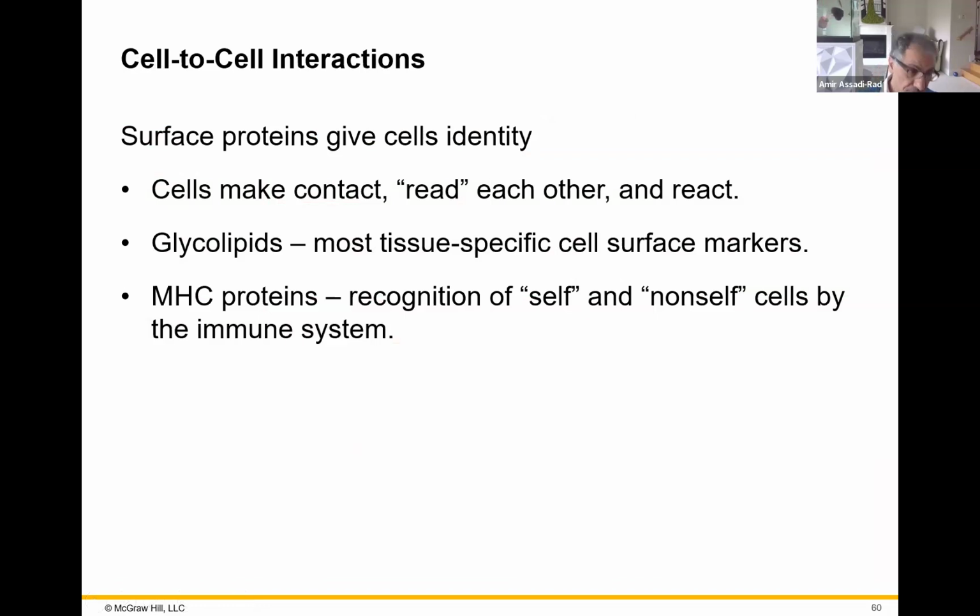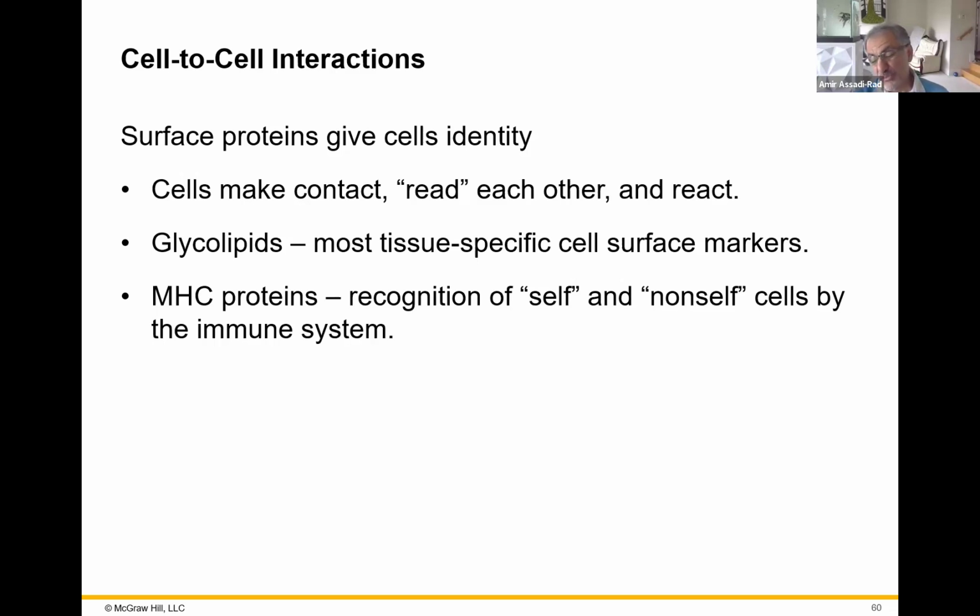Cell-to-cell interactions. Yes, the cells of our body are connected to each other and they will interact with each other. So this is very important, something you need for your future classes as well. Everything I say so far, everything in this class, you do need it for your future classes as well, if you're a biology major. Okay, so cells, proteins give cells identity. Cell makes contact, read each other, yes, and react.